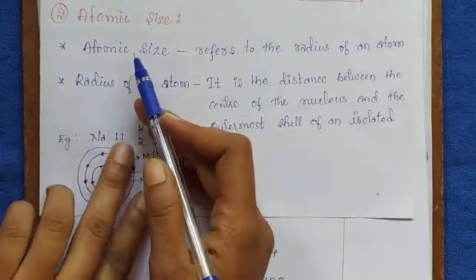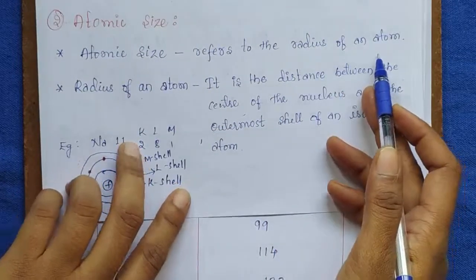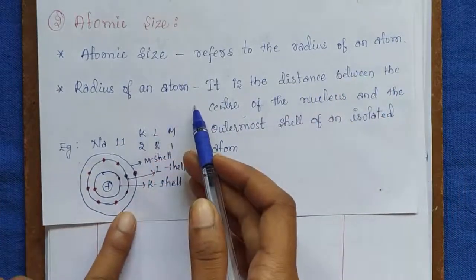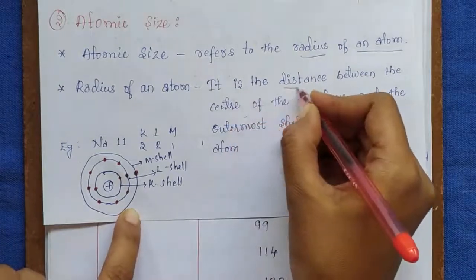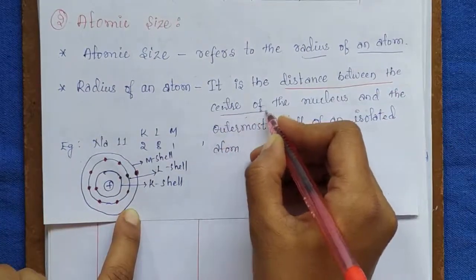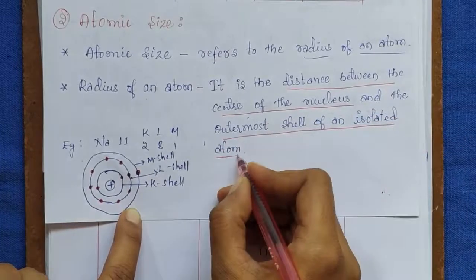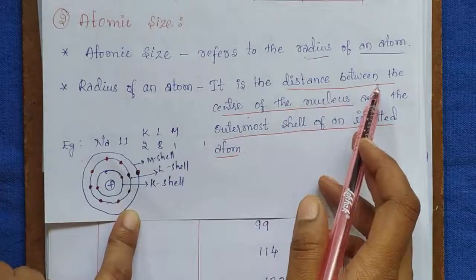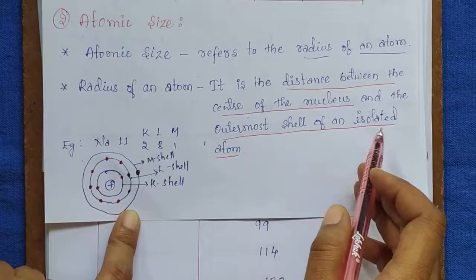Atomic size refers to the radius of an atom. Then what is the radius of an atom? It is the distance between the center of the nucleus and the outermost shell of an isolated atom.